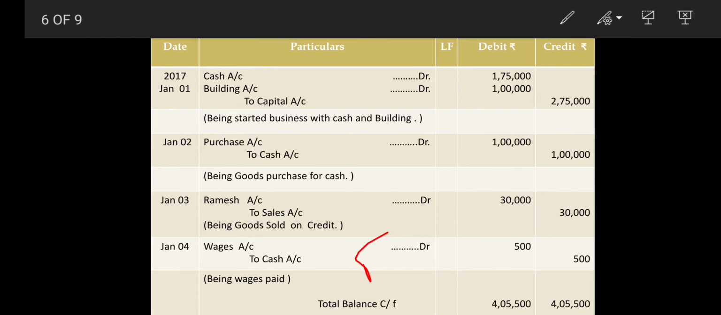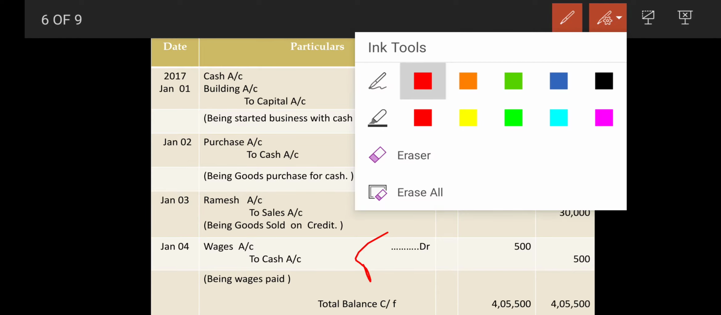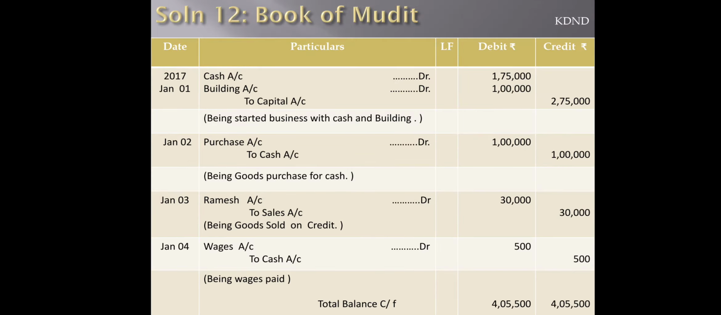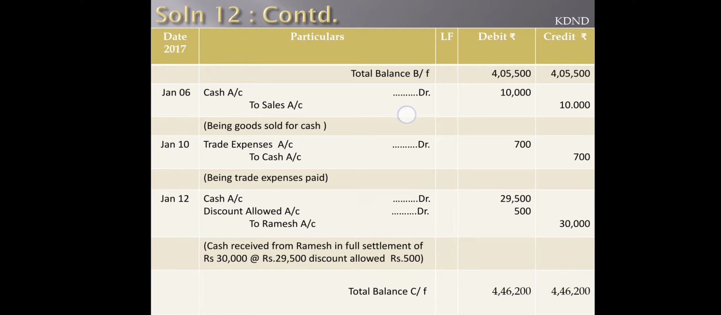Now what is to be done? On every page, if your journal entries are continuing to the next page, you have to make a total of both the sides. You can see over here that total is done. 4,05,500 is the total of this side, and at the same time on this side also, total balance carried forward, and that next day is carried forward as total balance brought forward. Same way we have to continue with the next page.